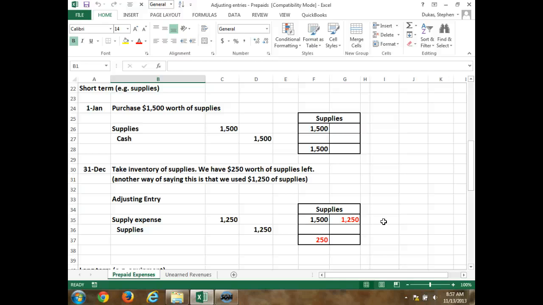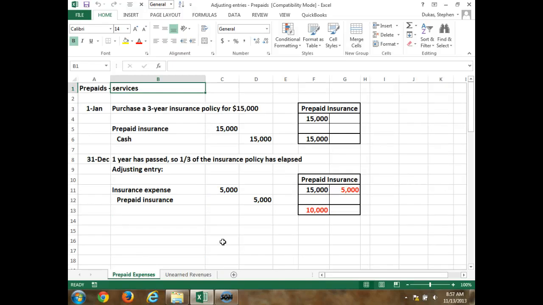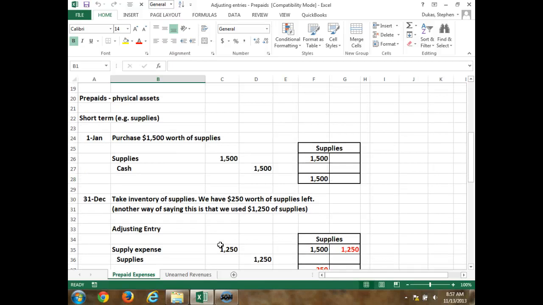So the key element with the short-term purchase, or the purchase of a short-term asset, is that we directly credit the asset account as we recognize the expense. Notice on the revenue side, for when we purchase assets, unlike when we purchase services, there is no analogous unearned revenue. The reason for that is when you sell supplies, that's the actual sale transaction, so the revenue would be recognized immediately.